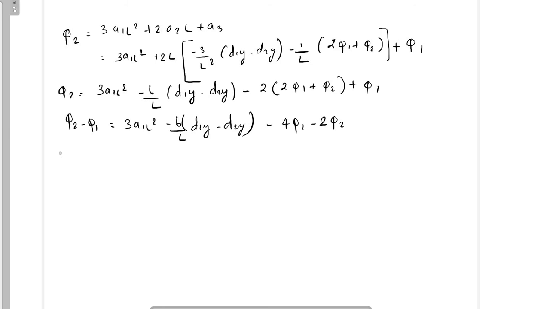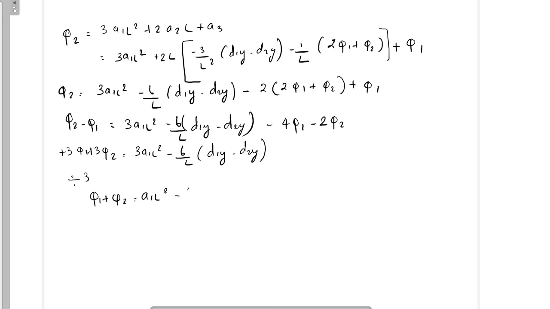Plus 4 pi 1 minus pi 1 is 3 plus 3 pi 1 plus 3 pi 2, which is 3a1 L square minus 6 pi L d1y minus d2y. So we see 3 is a common factor for the above step. So divided by 3 will give pi 1 plus pi 2, which is a1 L square minus 2 by L d1y minus d2y.